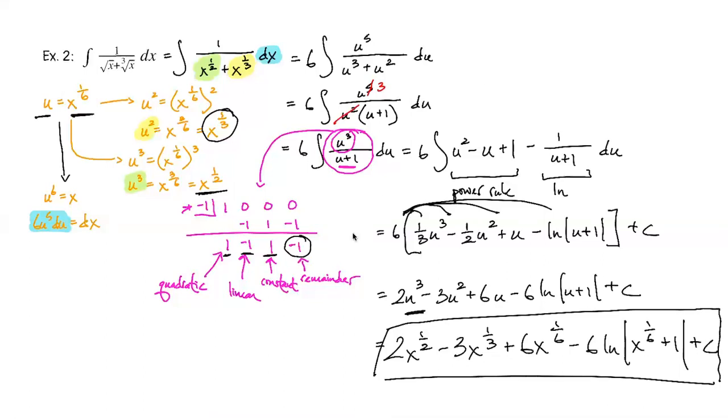Why did I square it to get the 1/3? Yes, so I knew in my equation I had an x to the 1/3. So my question is, how can I represent that as a u to some power, not x to some power? And so that's why I took my x to the 1/6 and I squared it to make it the 1/3 power. Okay.